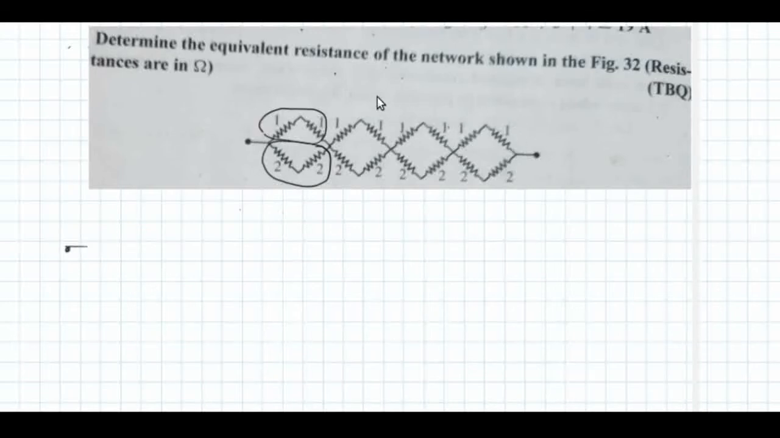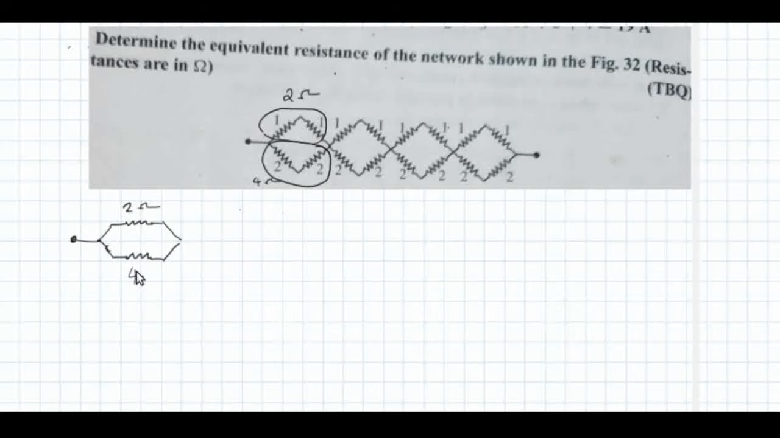So we may just redraw this connection with the net or effective resistance. When 1 ohm and 1 ohm are in series, then it will be 1 plus 1, which is equal to 2 ohm. So this represents 2 ohm. Similarly, 2 in series with 2 will give 4 ohm. Therefore this branch represents 4 ohm.